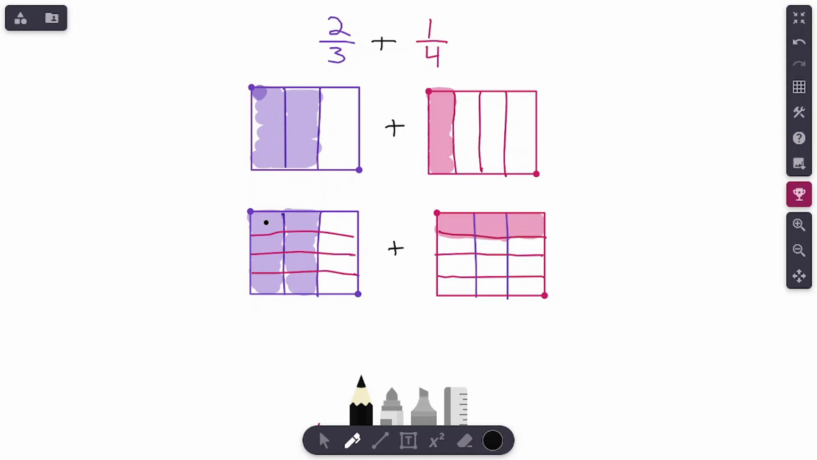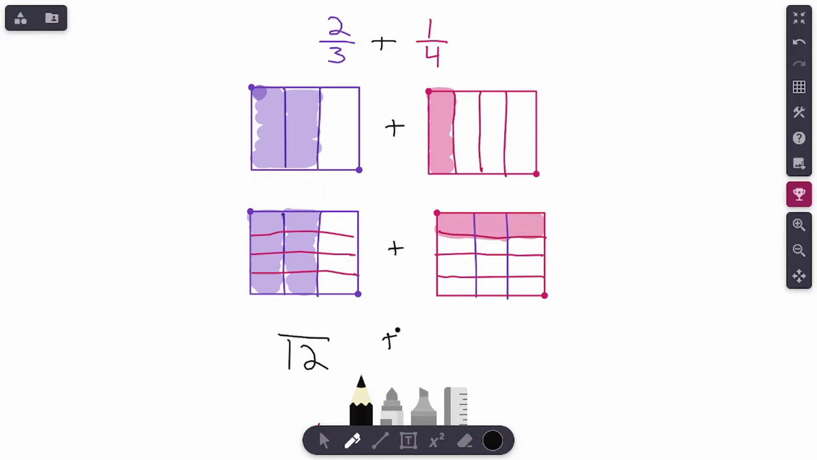these models. Let's count them. We've got 1, 2, 3, 4, 5, 6, 7, 8, 9, 10, 11, 12. So we've got 12 equal size pieces.